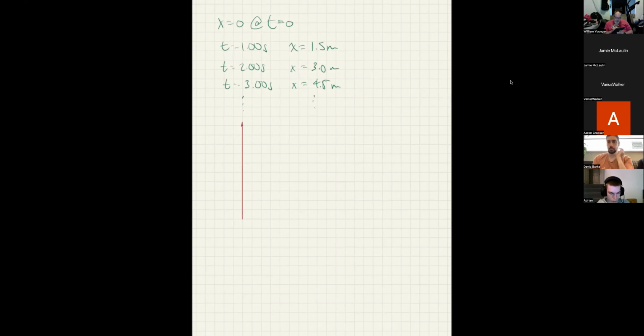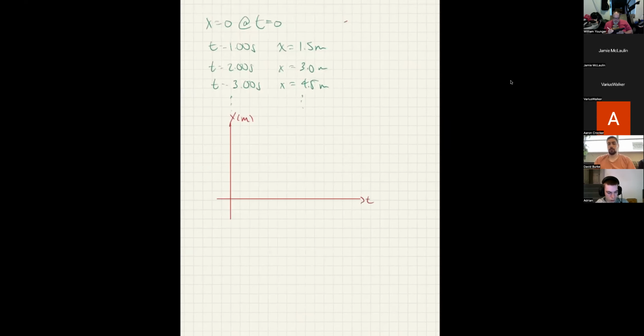of position x in meters versus t in seconds. Okay, I'm going to assume this is right on this line. So this is 1, this is 2, this is 3, this is 4, this is 5, 6, 7, 8, like that. And this is 1 second, 2, 3, 4, 5 seconds, 6, 7, 8, 9.